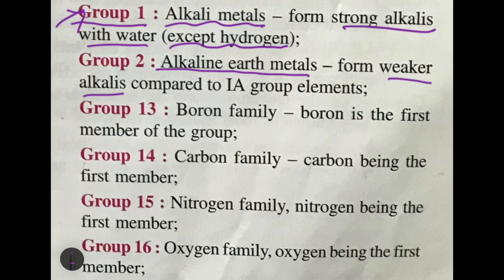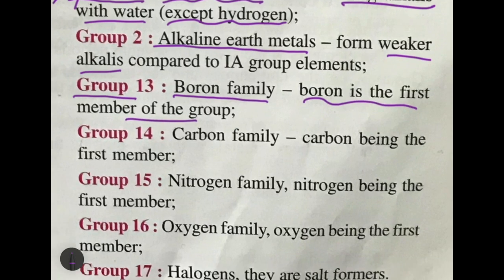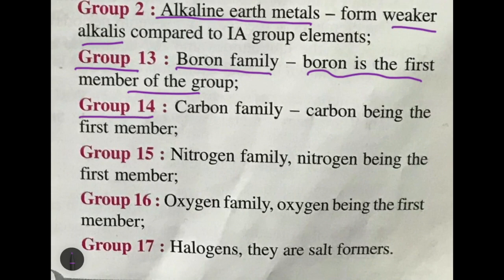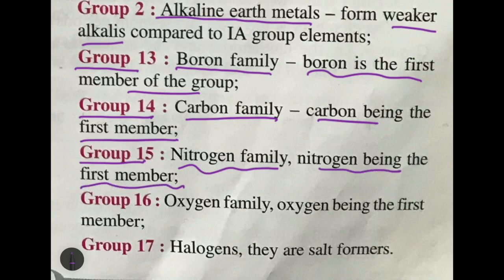Okay. Next is group 13, which is known as the boron family because boron is the first member of the group. Moving on to group 14, which is known as the carbon family because carbon is the first member. And group 15 is known as the nitrogen family. Why? Again, by now you know nitrogen is the first member. Group 16 is the oxygen family. Oxygen is the first member. And group 17 are the halogens, which are the salt formers. Halogens, you know, fluorine, chlorine, bromine.